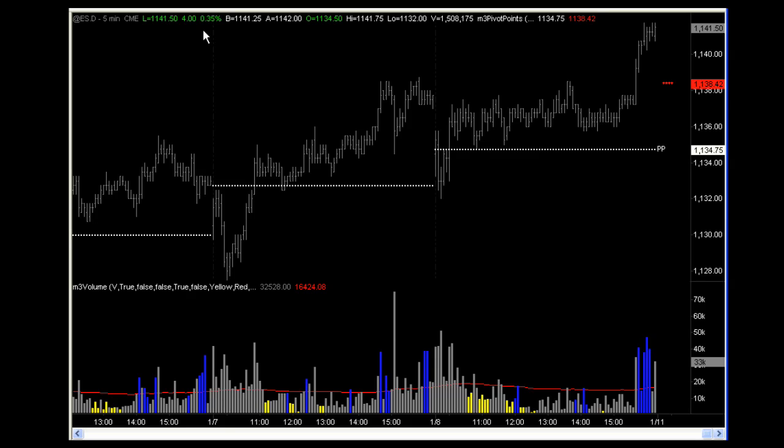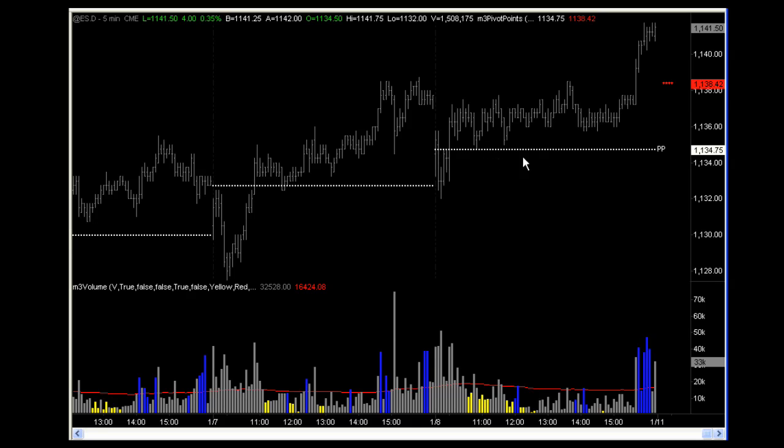I am introducing you to an indicator called M3 Pivots. Basically, this is a very advanced pivots tool. It calculates all the pivot points that at least I know about, and has a bunch of other advantages that allow you to calculate a bunch of pivot points I never knew about before.